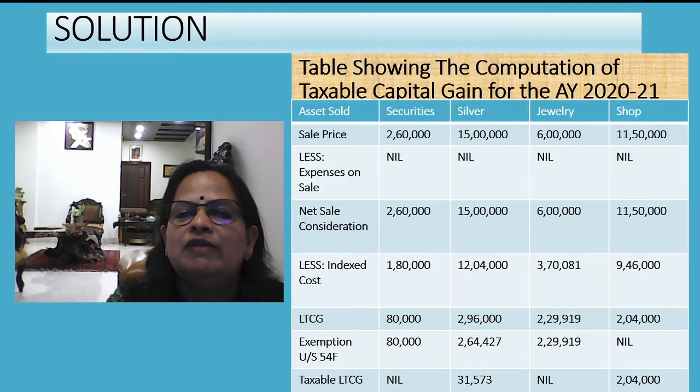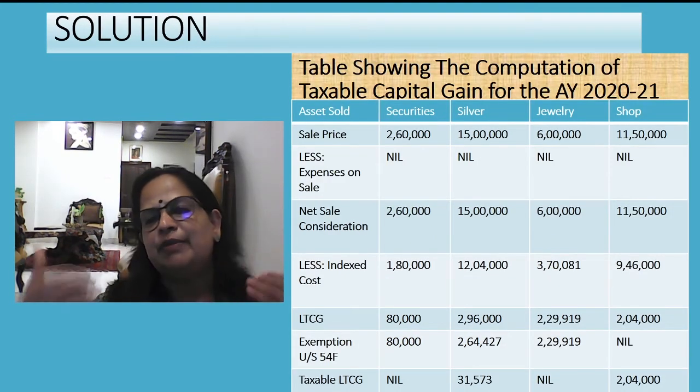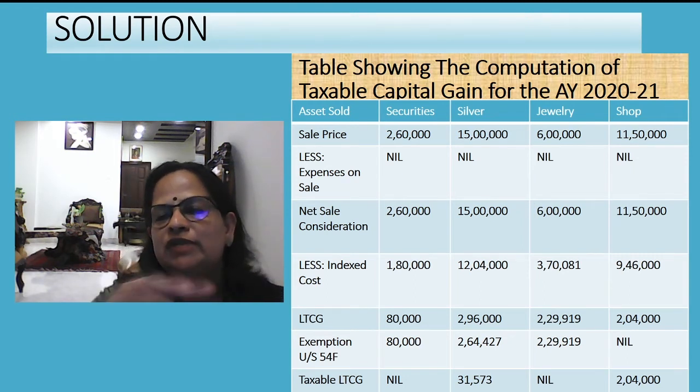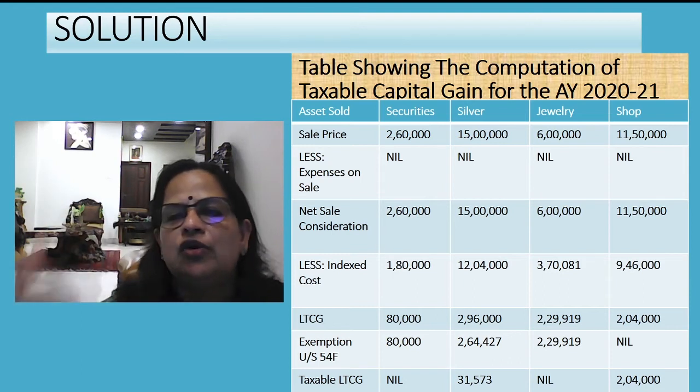Now we'll see how we will calculate this. This table is the complete calculation, and the computation continues in the next slides. The sale prices are 2,60,000, 15 lakhs, 6 lakhs and 11 lakh 50,000. These values are there in the question. Now, less expenses on sale. It is not there in any of these cases.